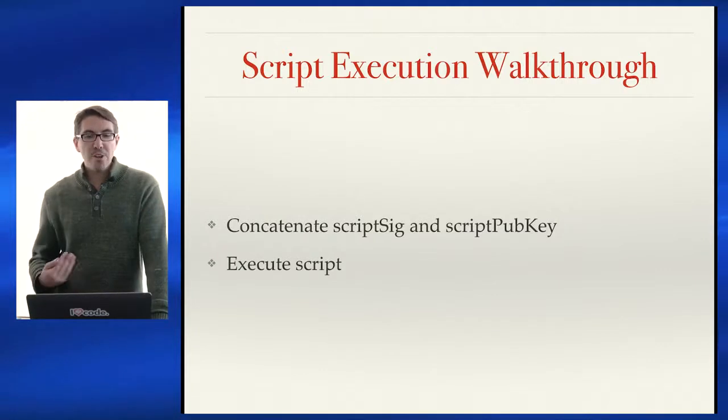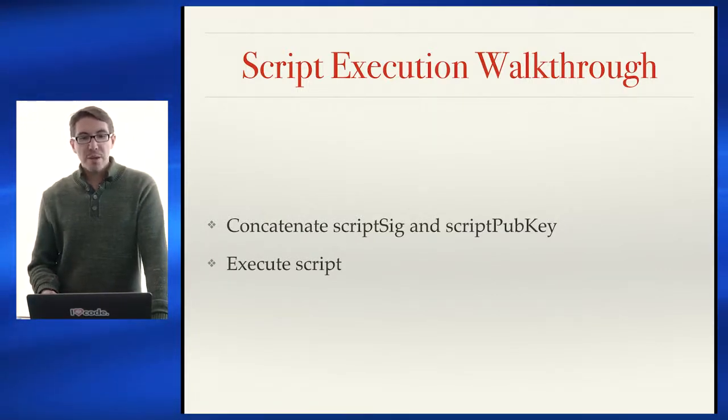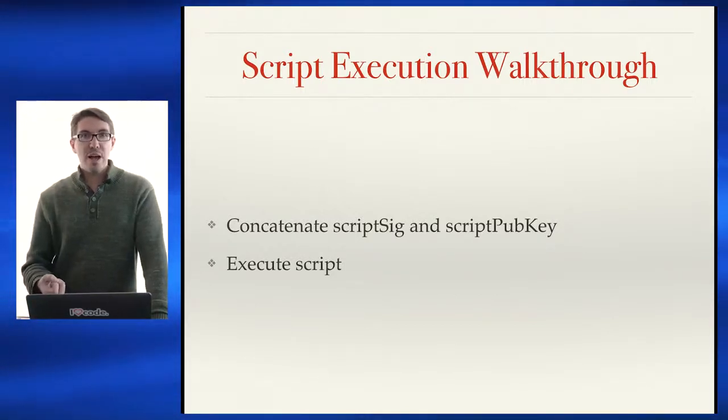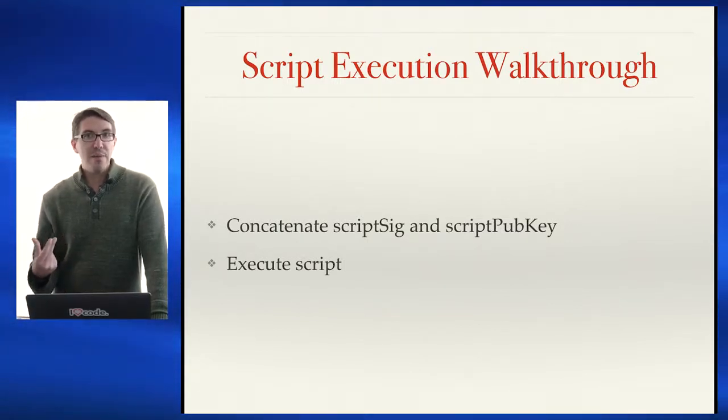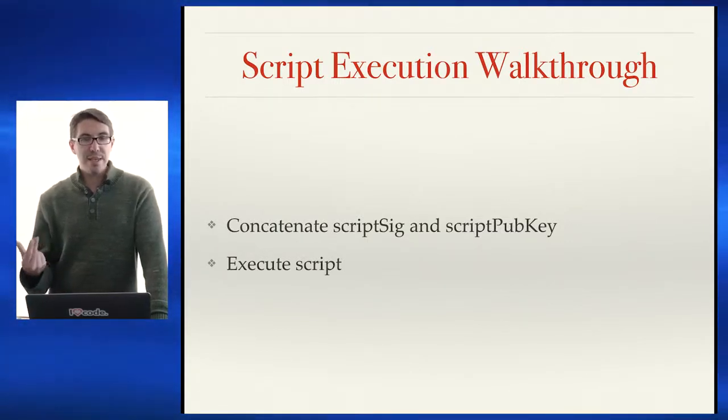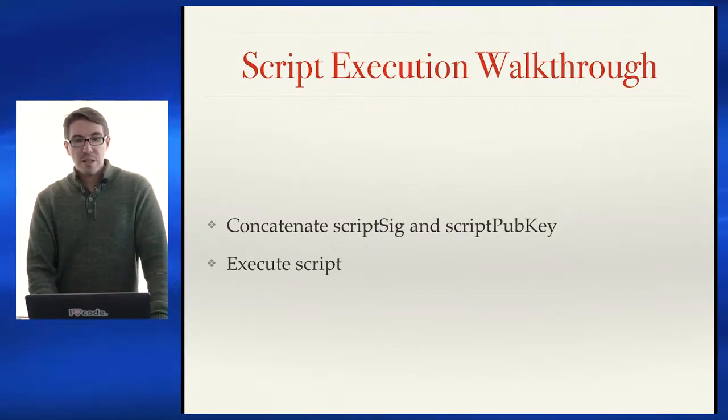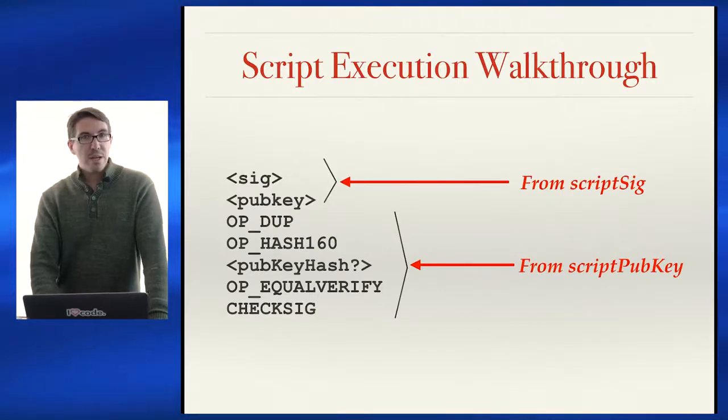So let's walk through actually executing one of these scripts. Remember, we're going to concatenate script sig, which is from the previous output of a transaction that sent it to that user, and script pub key, which is the output that the user is going to do to send this Bitcoin on to someone else. So let's execute the script.